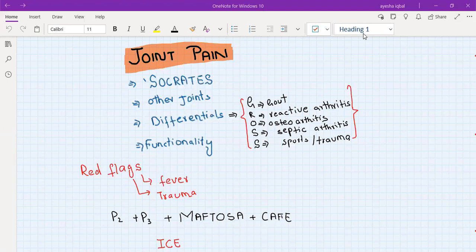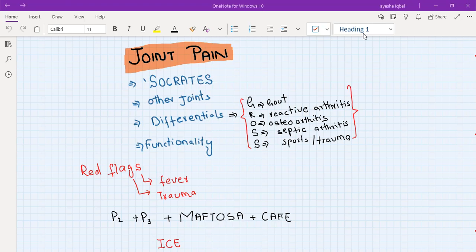All right. Once you are done with SOCRATES of the joint pain, then you need to ask about other joints. So, for example, if the patient has right knee pain, then you will ask about the left knee as well. If the patient has right ankle pain or right big toe pain, then you will ask about the left big toe as well. So, the symmetrical joint on the other side, just to know whether the joint pain is symmetrical or asymmetrical, because we have different differential diagnosis for each type of joint pain. Okay, then you will ask about the other joints in the body as well, and anything else apart from the pain in the specific joint.